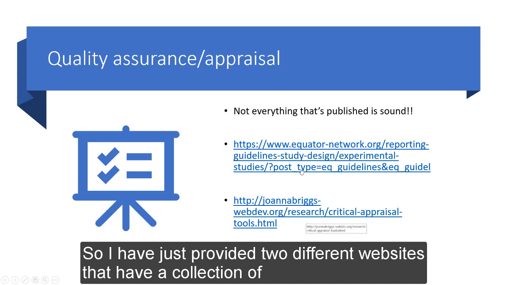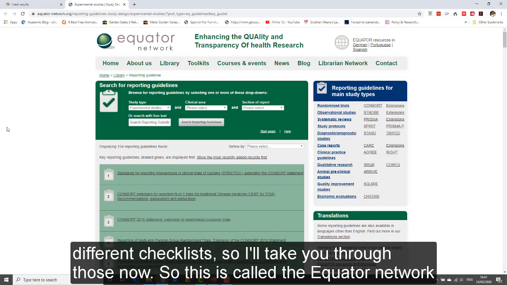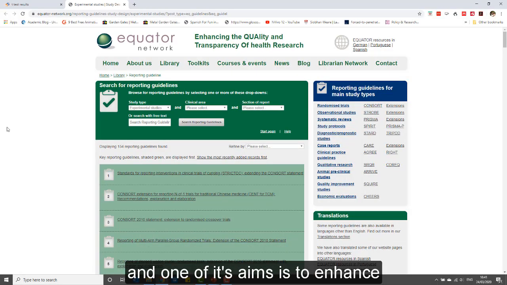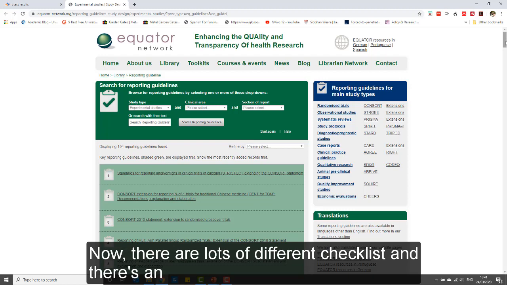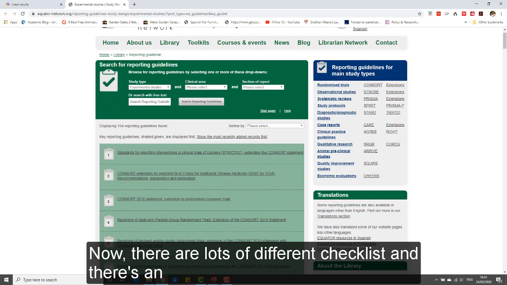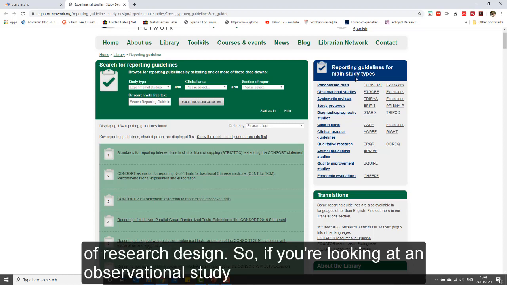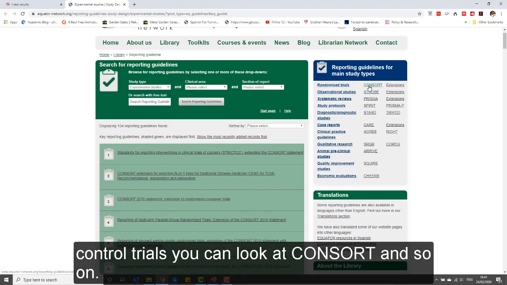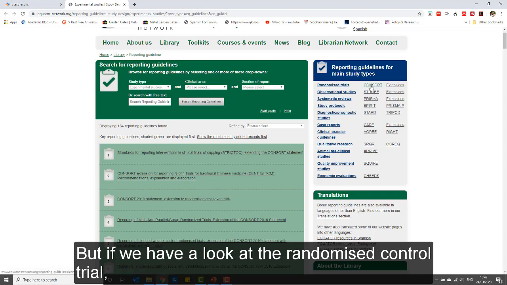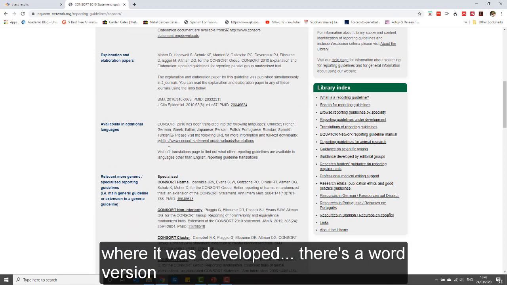So I've just provided 2 different websites that have a collection of different checklists, so I'll take you through those now. So this is called the Equator Network, and one of its aims is to enhance quality and the transparency of reporting in research. Now, there are lots of different checklists, and there's an overview of some of them that are based on different types of research design. So if you're looking at an observational study, you could use the Strobe checklist. If you're using randomized controlled trials, you can look at Consort and so on. But if we have a look at, say, the randomized controlled trial, you will have some information about the checklist, where it was developed. There's a Word version.